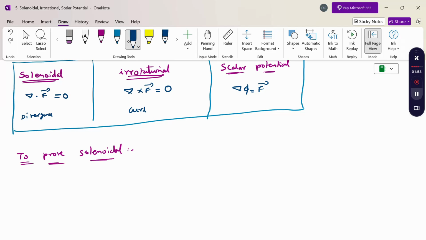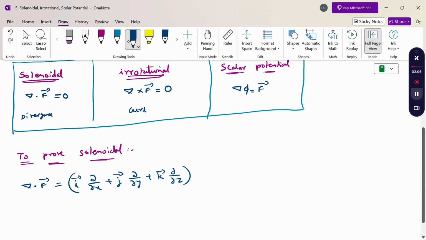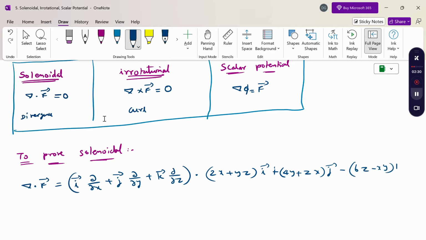Now the divergence, del dot f vector equal to, what is the del value? i vector dou by dou x, j vector dou by dou y, k vector dou by dou z. This is the del dot f vector. So what is the f vector? (2x plus yz) into i vector plus (4y plus zx) into j vector minus (6z minus xy) into k vector.